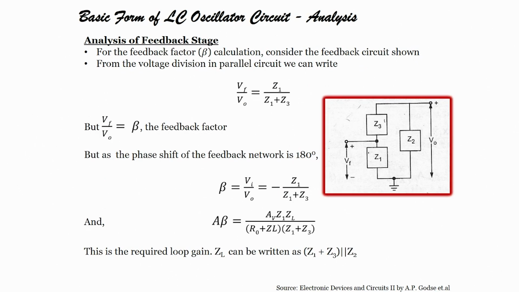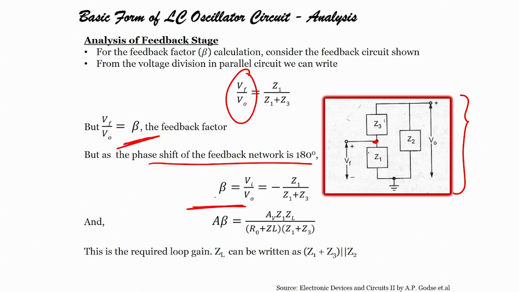So, if I want to do analysis of the feedback stage, let us consider that now I have the feedback stage Z1, Z3 and Z2. For the feedback beta calculation, let us consider the circuit shown here. From the voltage division, what will I have? Vf by Vo is nothing but Z1 divided by Z1 plus Z3. But Vf by Vo is what? Vf by Vo is nothing but your beta. So, beta equals Vi by Vo, right. Phase shift is 180 degrees. So, beta, Vi by Vo, is minus Z1 by Z1 plus Z3.